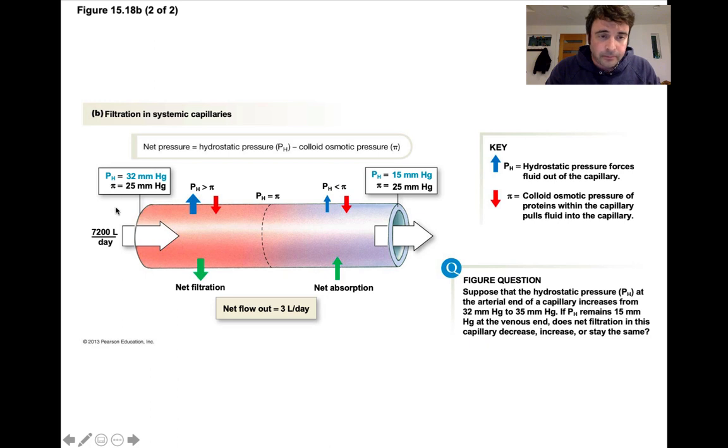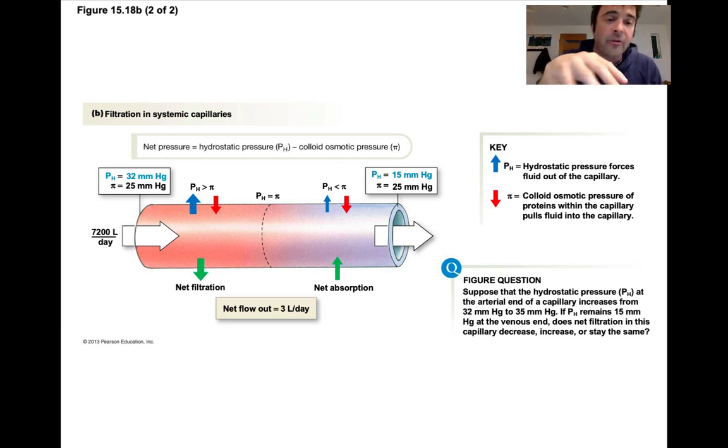So when you want to predict, you see this 7,200 liters a day flowing through your capillary networks? That is a staggering amount of fluid movement. 7,200 liters is just a huge amount of fluid to move. The heart is a workhorse. The cardiovascular system is a workhorse.